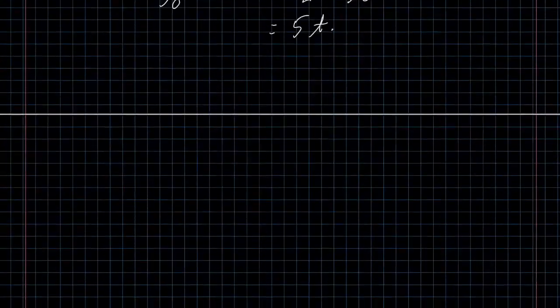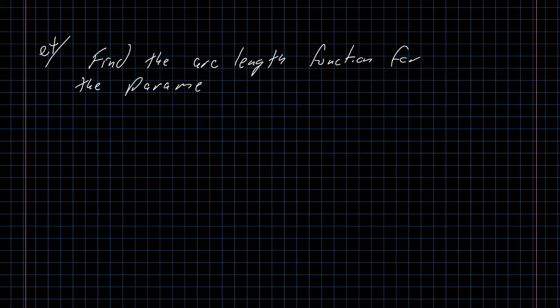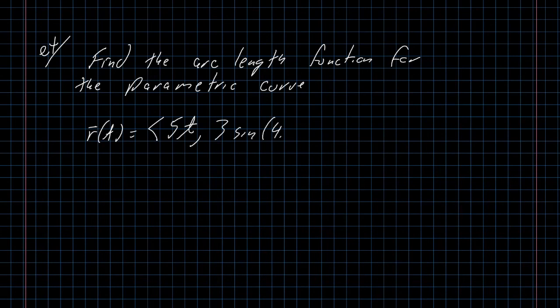Let's look at one more for you to take a chance to play around with. All right. Giving it in component form, let's find the arc length function for the parametric curve. R of t has components 5t, 3 times the sine of 4t, 3 times the cosine of 4t.